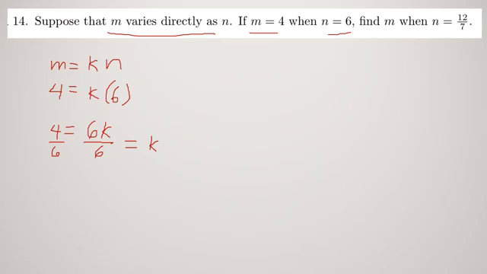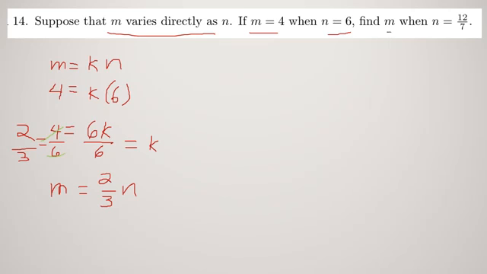See, 4 over 6 pwede pang ma-reduce. 4 divided by 2 is 2. 6 divided by 2 is 3. So they're both divisible by 2, so pwede rin reduce sa lowest term. So yun ang lowest term. So k equals 2/3. So magiging ang equation of variation m equals 2/3 n. So that's the equation of variation.